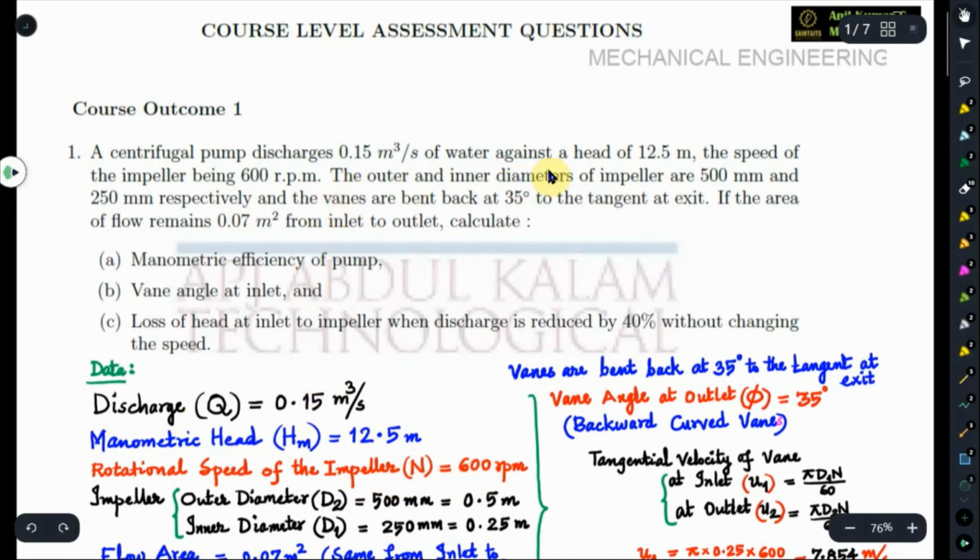Here the outer and inner diameters of the impeller are given. Outer diameter is 500 mm and inner diameter is 250 mm. So outer diameter denoted by D2, that is 500 mm. In meters it is 0.5 meters. Inner diameter is D1, 250 mm. In meters it is 0.25 meters.